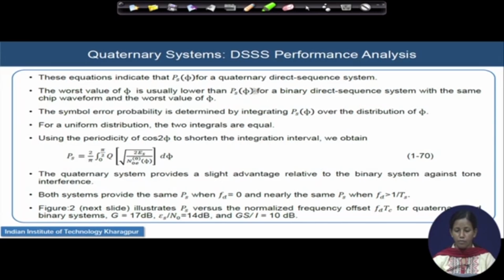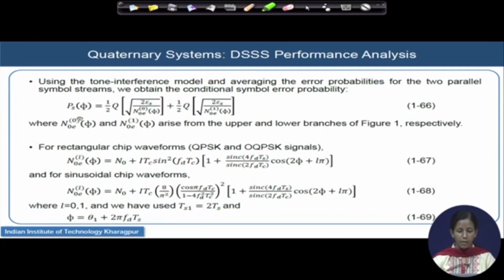The worst value of phi is usually lower than the Ps(phi) for the binary direct sequence system with the same chip waveform and the worst value of phi. So the quaternary system, I mean the QPSK system or any quaternary system, will be lower than this, in both cases where the binary spread spectrum communication system will be utilized.